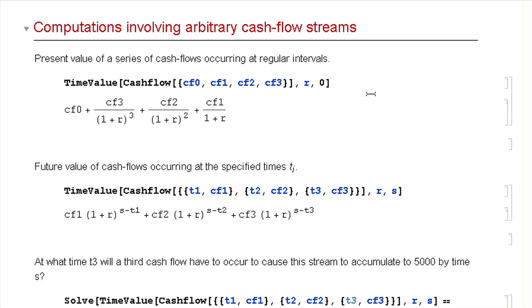Another usage of the function CashFlow is to manually specify the times at which the cash flows occur. So here we've got a different usage where we specify cash flows and times. So we have T1, at time T1, cash flow 1 occurs. At time T2, cash flow 2 occurs, etc. And we're going to grow it at interest rate R, grow or discount. We don't know yet because the valuation point S is symbolic, is a variable. And so TimeValue values that.